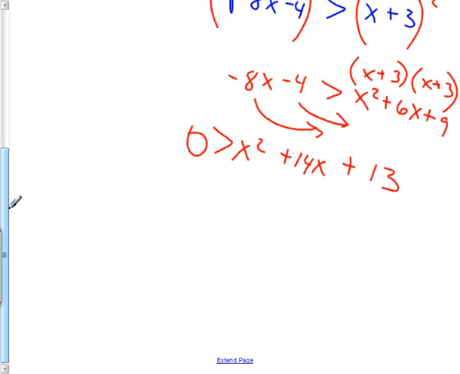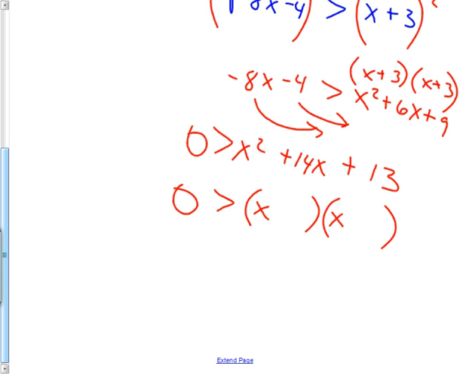So factor it. This one will factor. If it hadn't been able to factor, you'd have to be able to pull out the quadratic formula and use it, right? So now I know how to factor.